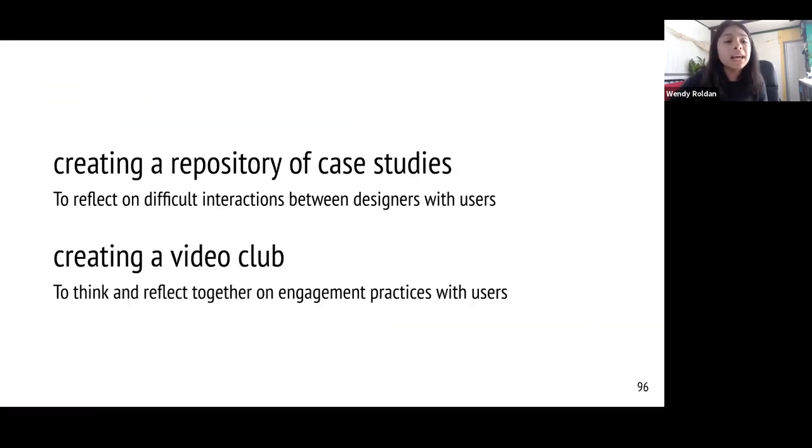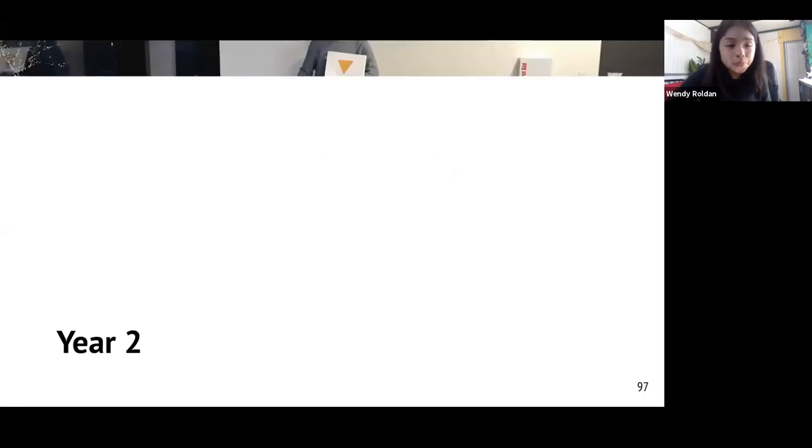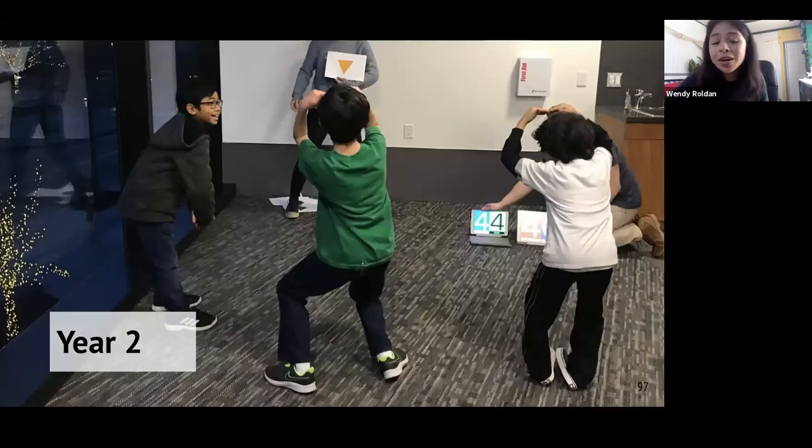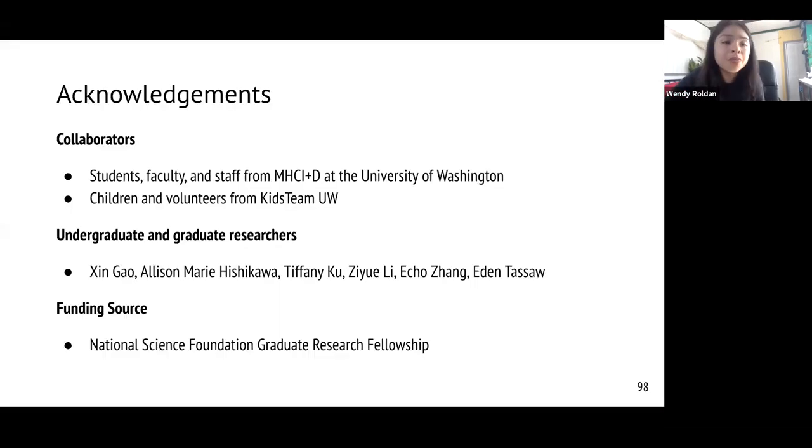And so we propose creating a repository of case studies to reflect on difficult interactions between designers and users, and creating a video club so that designers that are looking to improve their practice with users can think and reflect on their engagement with users. We are currently in year 2 of the future work of this research, and we're implementing a lot of our key takeaways from year 1 into year 2 to see how we can best support HCI students as they're navigating this complex environment and learning and figuring out how to engage these children as users in their design process within the constraints of a course.